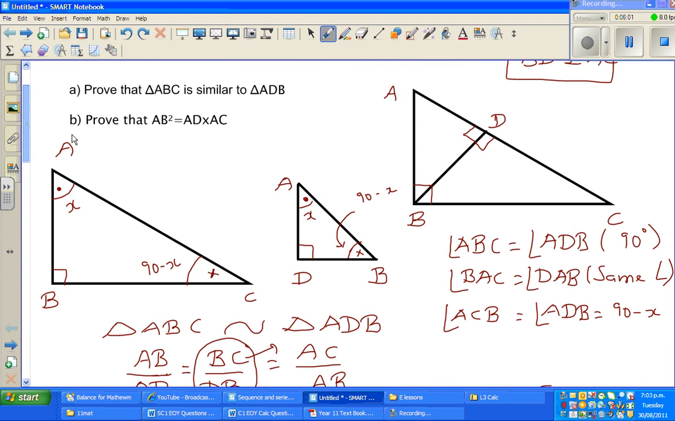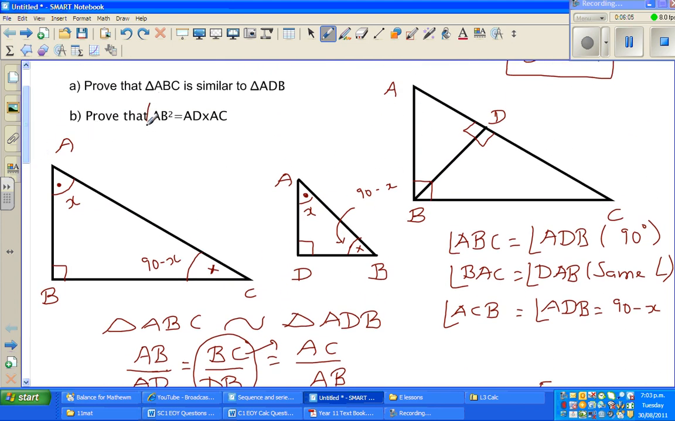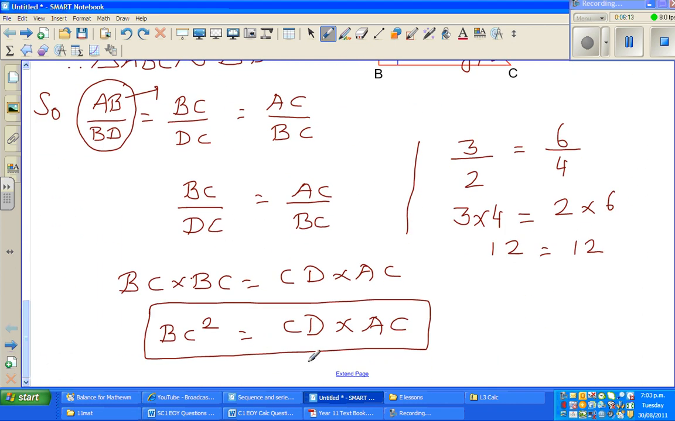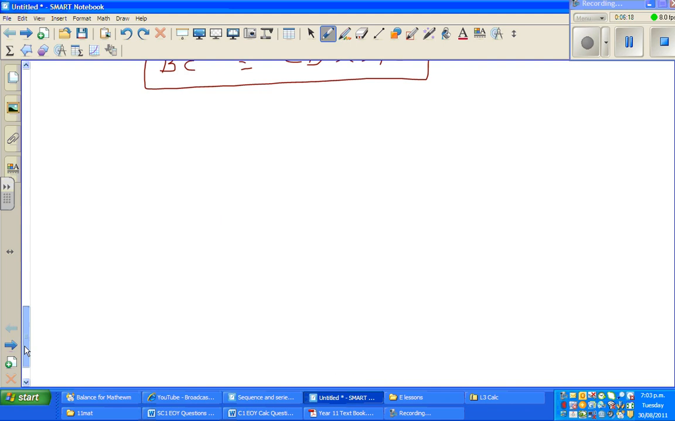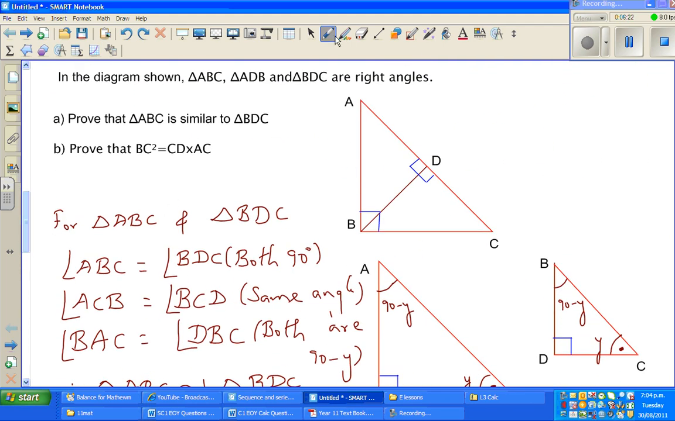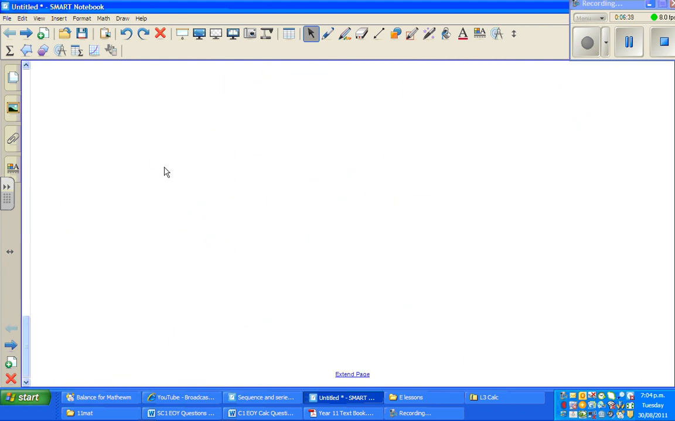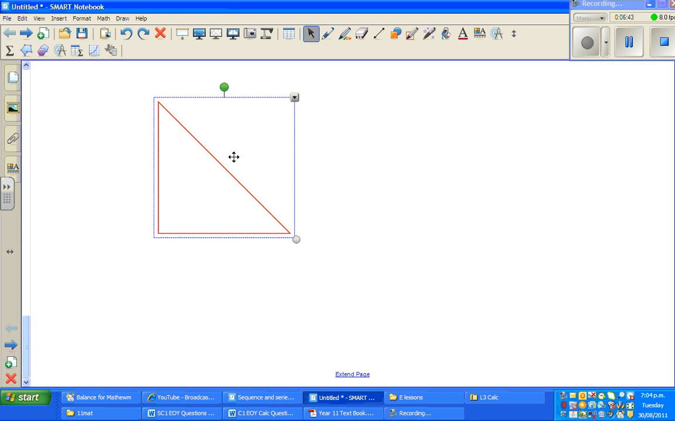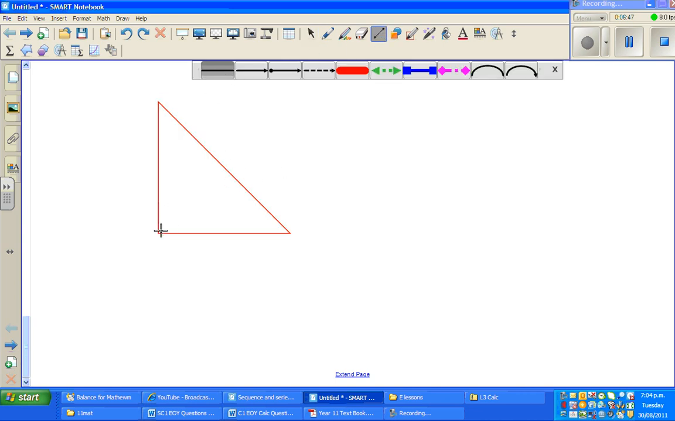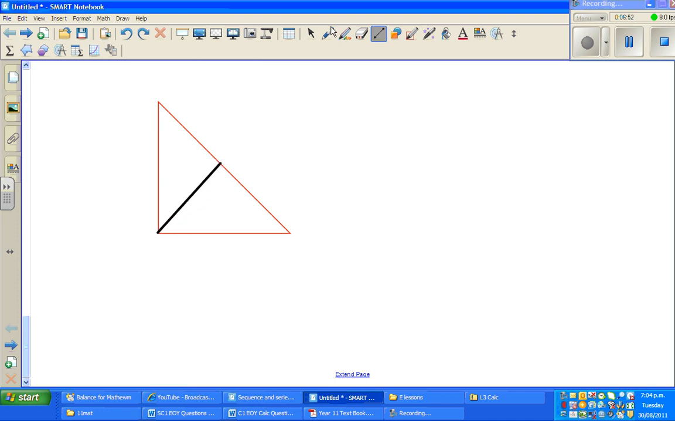So we have proved two results. We proved AB squared is AD into AC, and here we proved another, so let us rewrite both the results. Let me copy the triangle and paste it here, and I'm going to draw the perpendicular. I'm not wasting time, so let me write the letters here again. So this is A, B, C, and D. This is a right angle, and this is also a right angle.